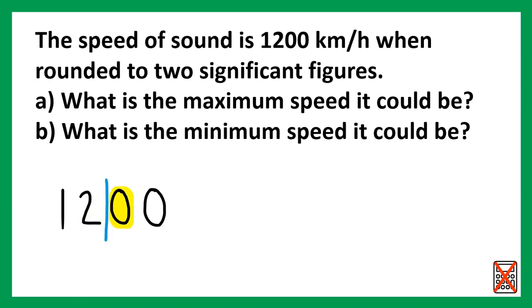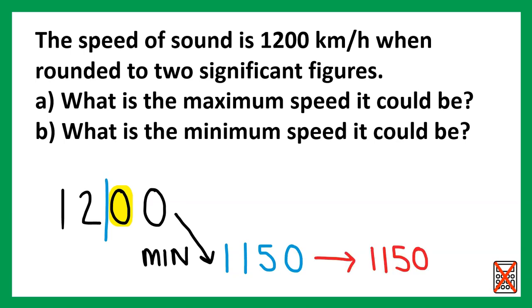My minimum value or speed would have needed to be rounded up to give me 1,200. Rounding up involves adding 1 to the number before the rounding line. So taking away 1 from 2 would give me 1. And we normally look at the number after the rounding line to see whether it's 5 or more, and 5 being the smallest value that would cause you to round up. So therefore my minimum value is 1,150 kilometers per hour.